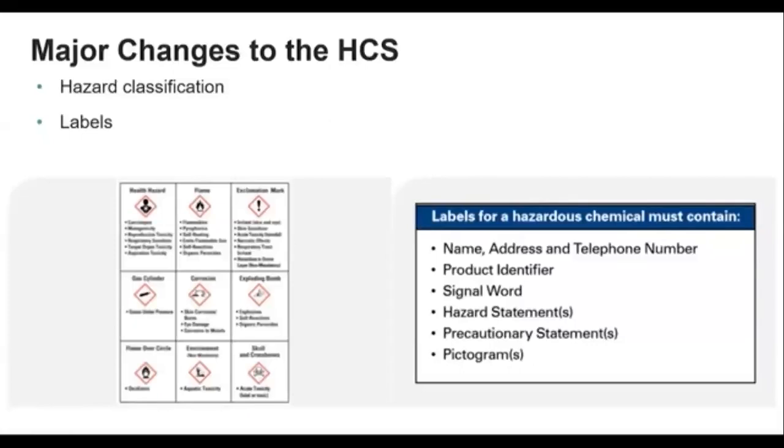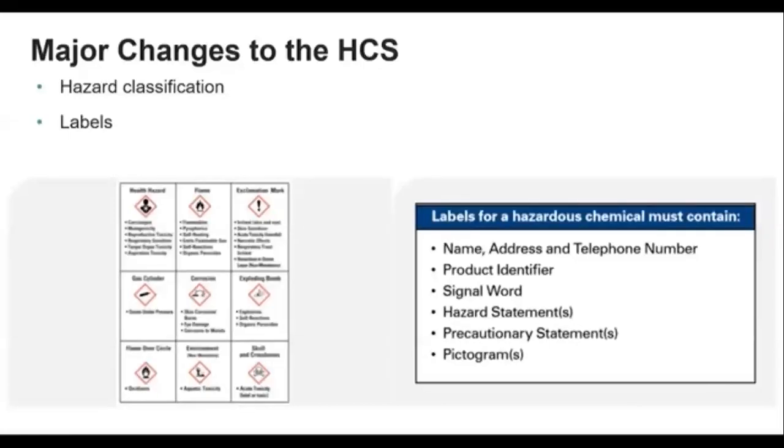Labels. Chemical manufacturers and importers will be required to provide a label that includes a harmonized signal word, pictogram, and a hazard statement for each hazard class and category. Precautionary statements must also be provided.